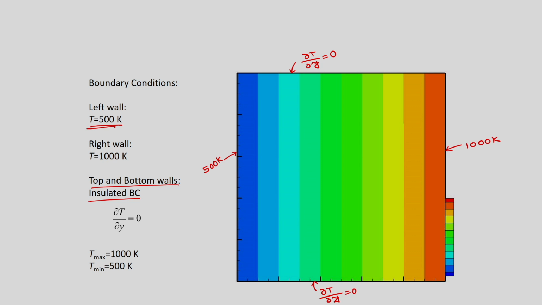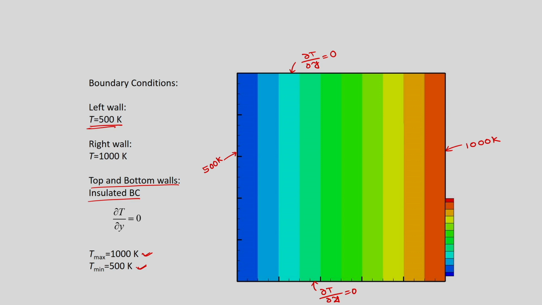With this condition, if you solve it, obviously you can see that the temperature will lie between the maximum value 1000 Kelvin and the minimum value 500 Kelvin, and it varies from 1000 to 500 linearly along the x direction, because there is no heat loss. So obviously your isotherm cuts the top and bottom boundary perpendicularly, because del T by del Y is 0 has to be satisfied. To satisfy this condition, the isotherms, that means constant temperature lines, cut the top and bottom boundary perpendicularly.